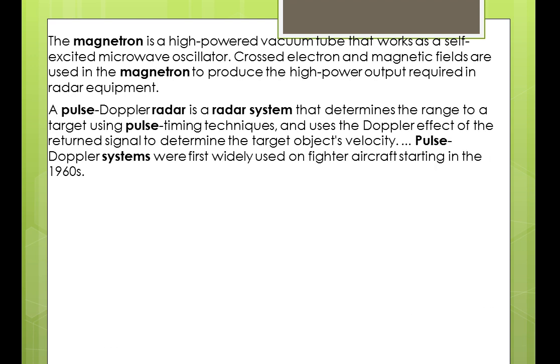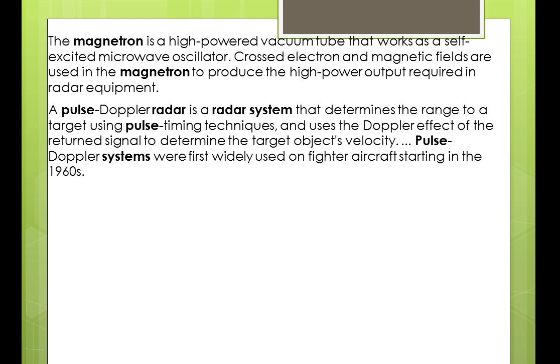So what is pulsar Doppler radar? The pulsar Doppler radar is a radar system that determines the range of the target. It uses pulse timing techniques and the Doppler effect, and by using that, it will detect the range of the target. Pulsar Doppler systems were first widely used in fighter aircraft starting in the 1960s.